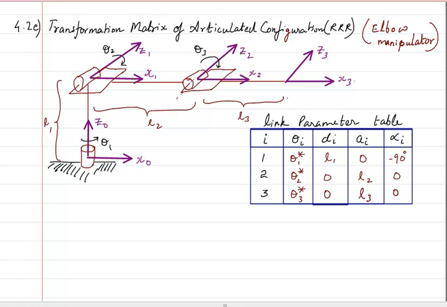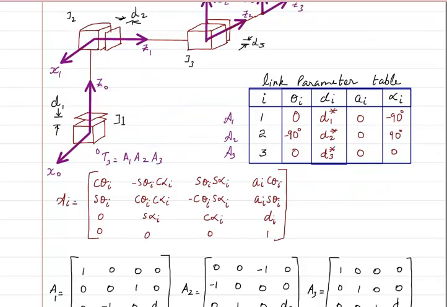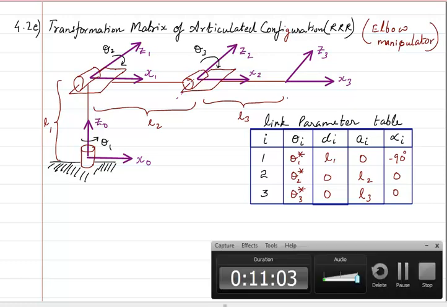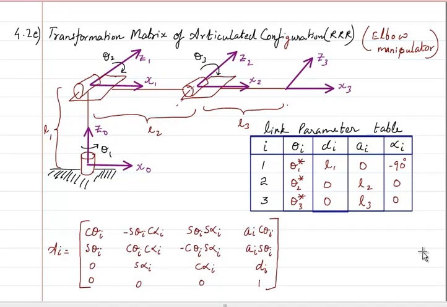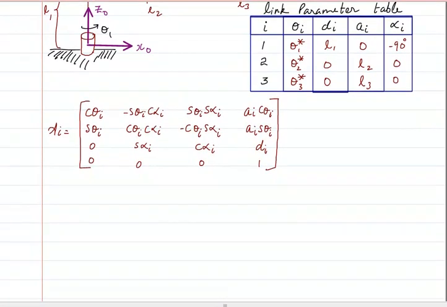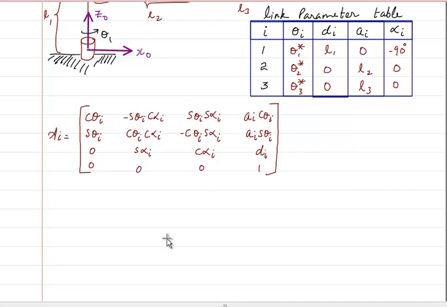So based on this, we have the link parameter table. Now let us look at the equation required for it. With the help of the link parameters, I can write the A1, A2 and A3 matrices. I will leave that as an exercise, as an assignment for you all to do and try to find out the answer.